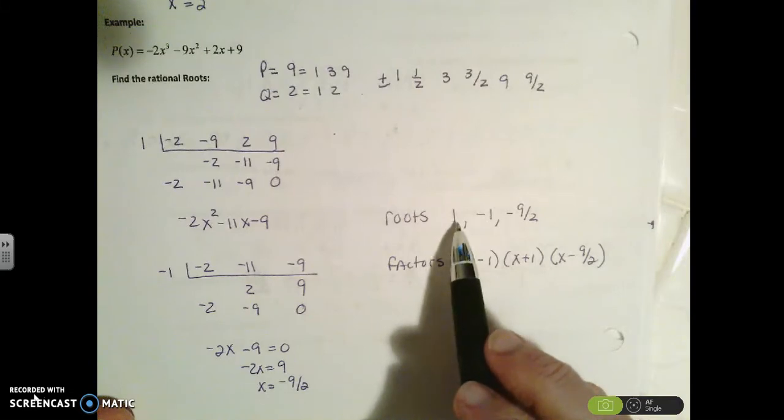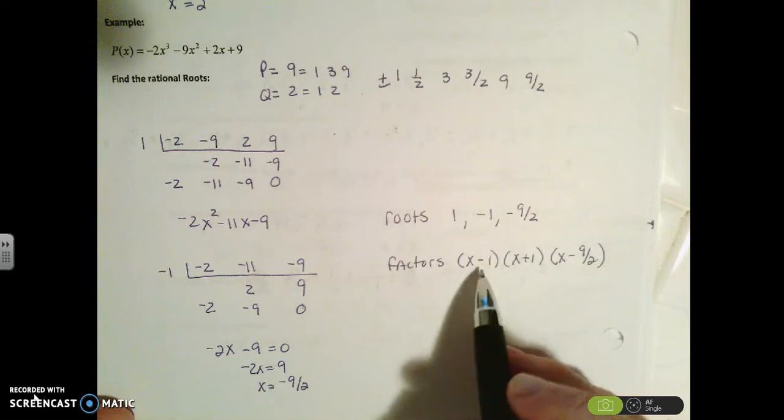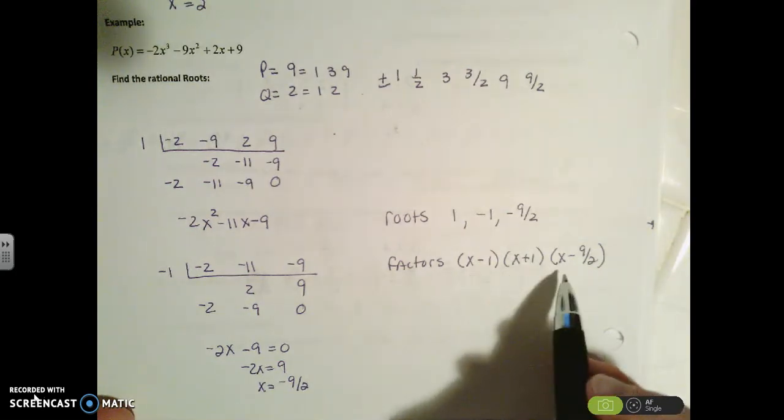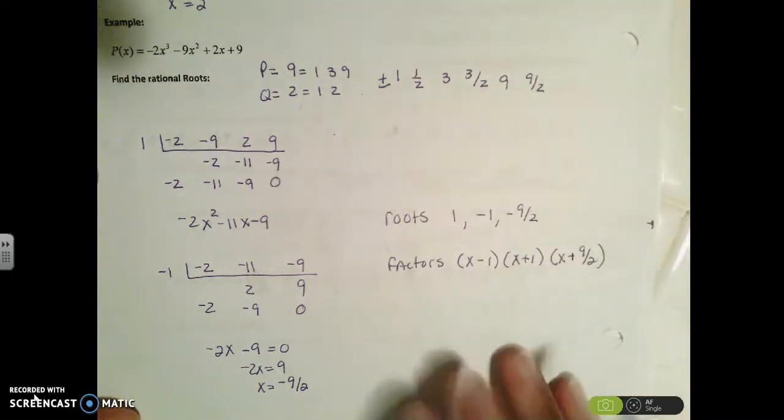I had a root at 1, negative 1, and negative 9/2, and my factors are x minus 1, x plus 1, and x plus 9/2. Okay?